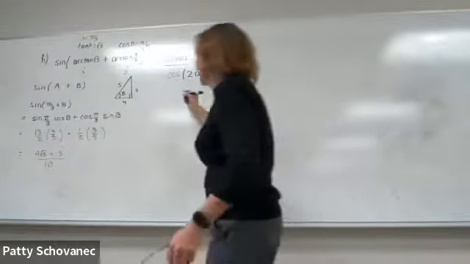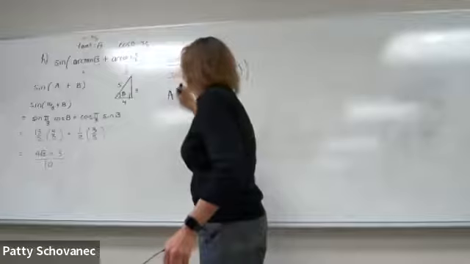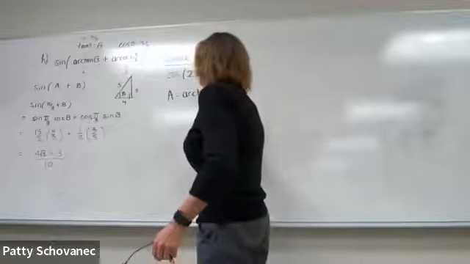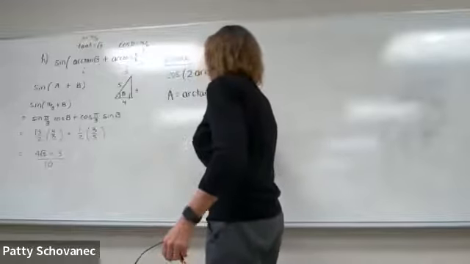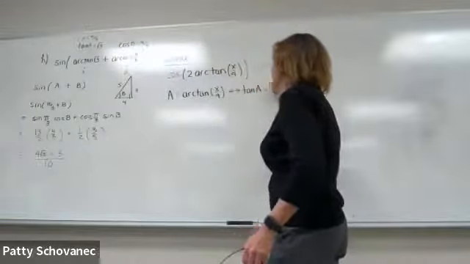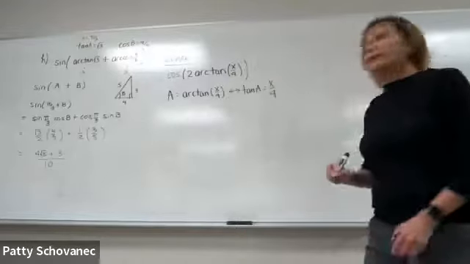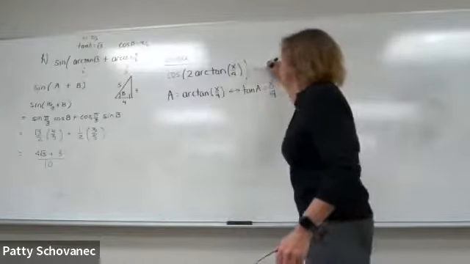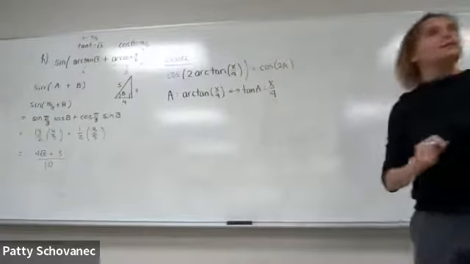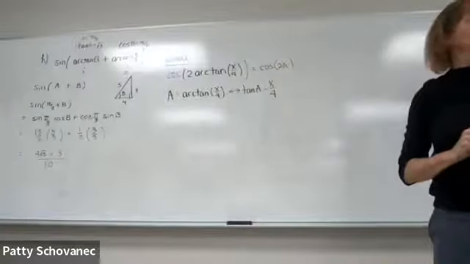So I start by saying, let's take the angle to be the arctangent of x over 4. That means the tangent of that angle is x over 4. Then your job is to find the cosine of twice that angle. So you need the identity that I just erased. Cosine squared of the angle minus sine squared of the angle.